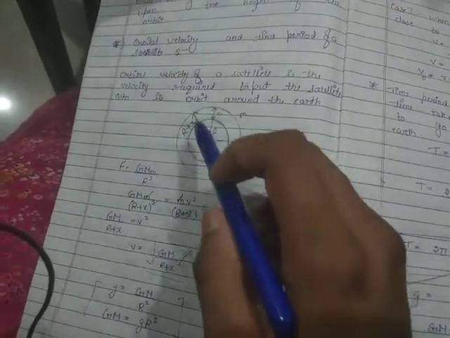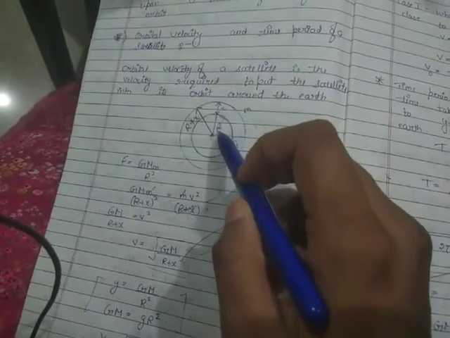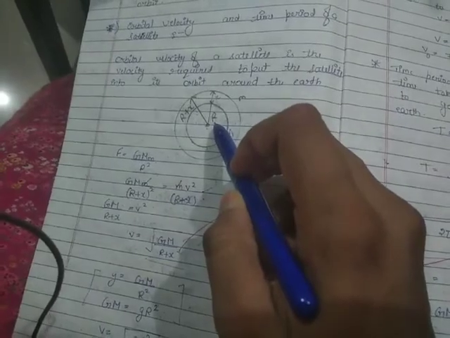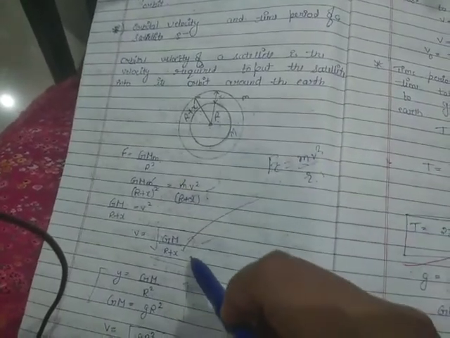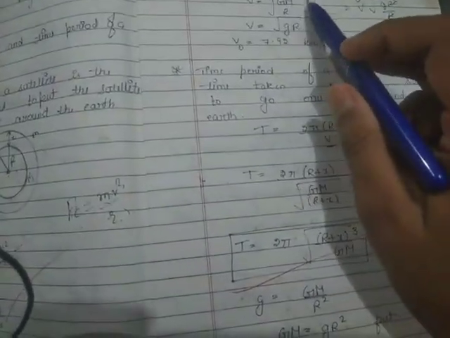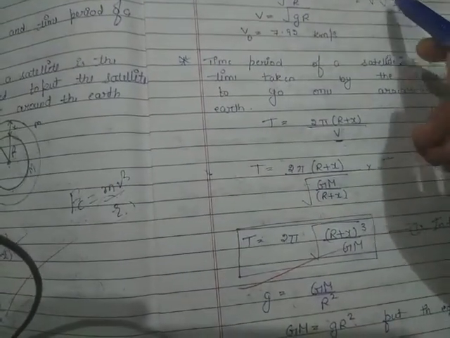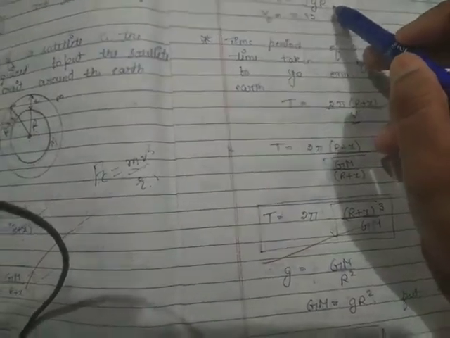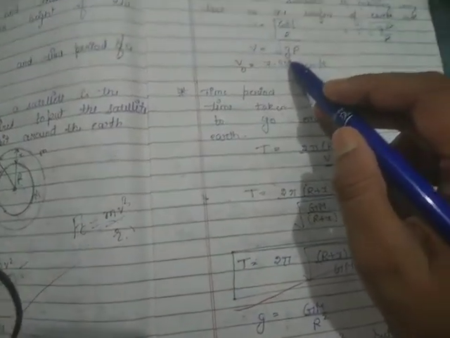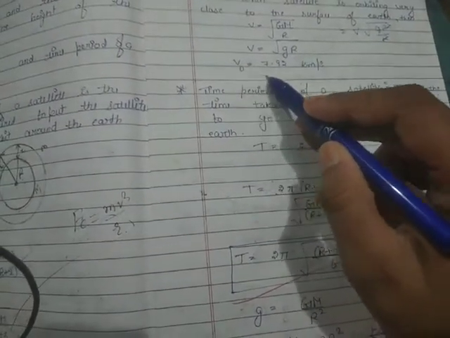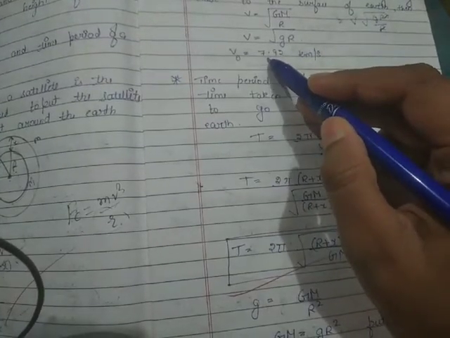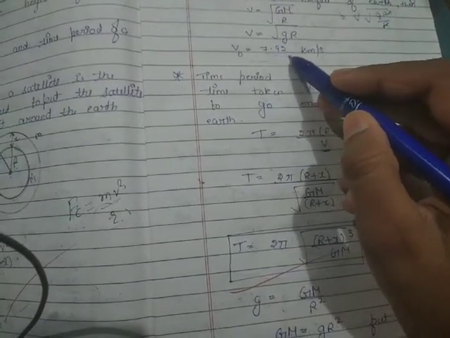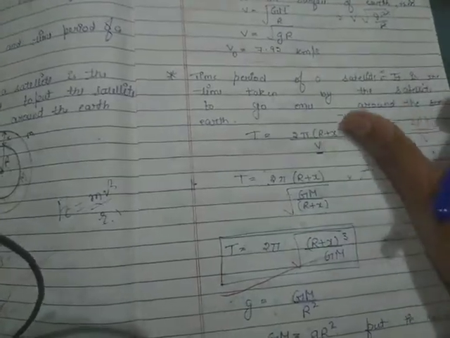so that x is very, very small as compared to this r, so we can neglect this x. So v will be equal to root of GM by r, or we can say that in terms of small g, g r square by r, and r goes, v is equal to root of g r. Or by putting the values of g and r, this orbital velocity v_o comes out to be 7.92 km per second. Clear?